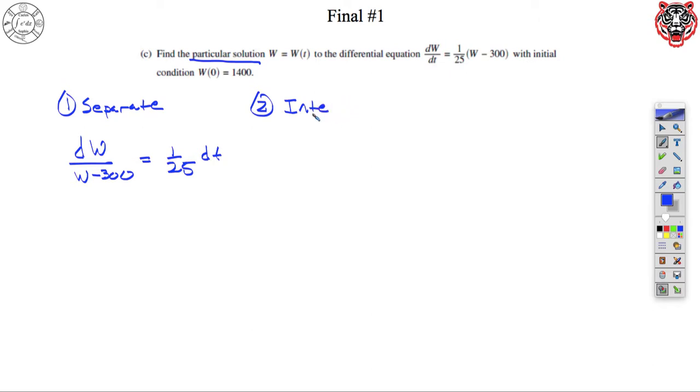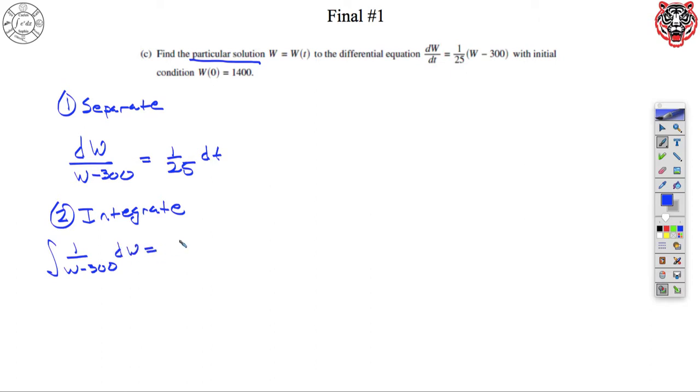I'm realizing I should have just put this underneath step 1 because I need a lot of room. So step 2 is integrate. If I do that, I'm left with the integral of 1 over w minus 300. I'm just writing it in a slightly different form. That was kind of messy. The integral of 1 over w minus 300 dw is equal to the integral of 1/25 dt.